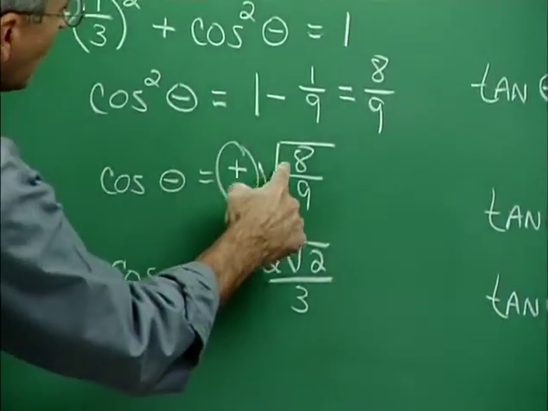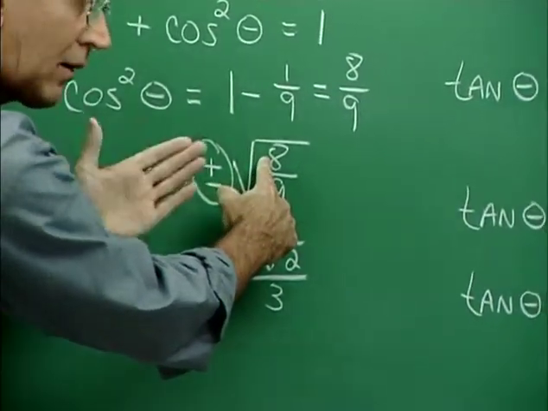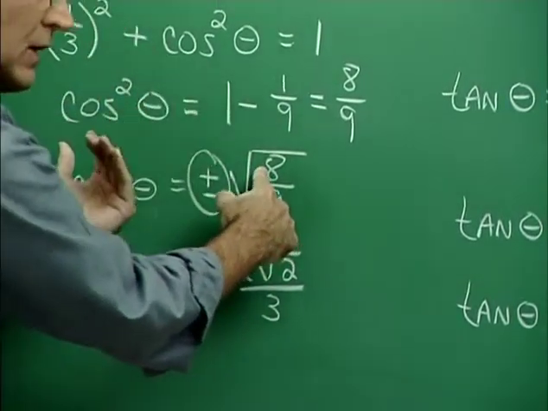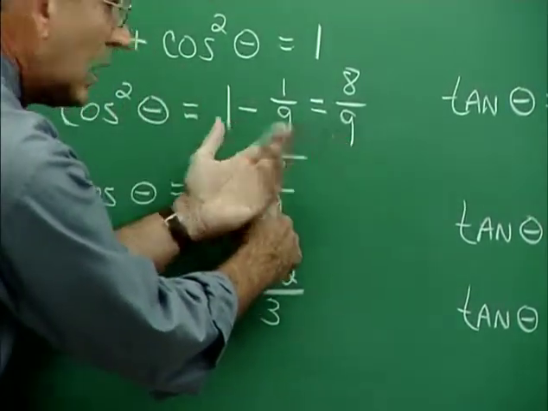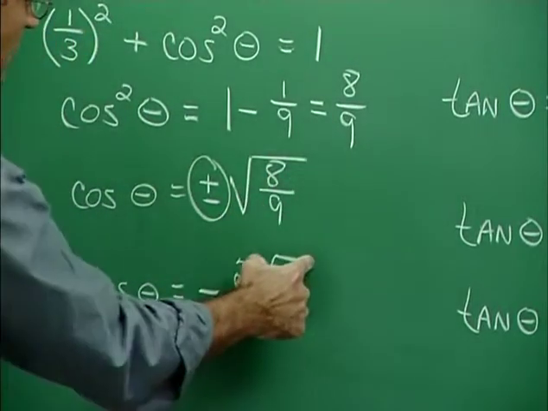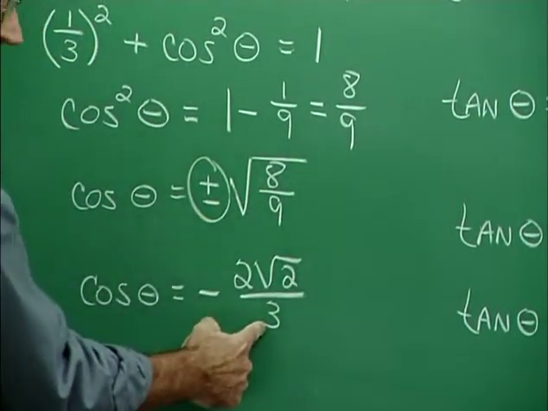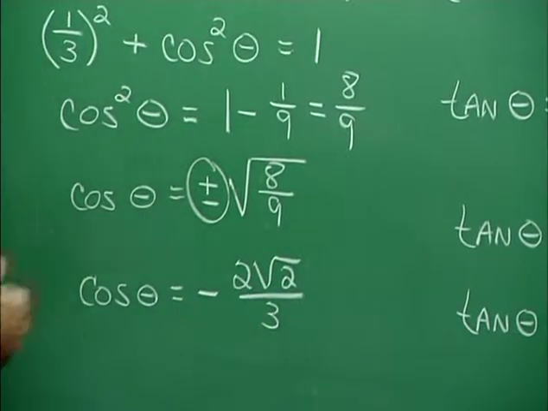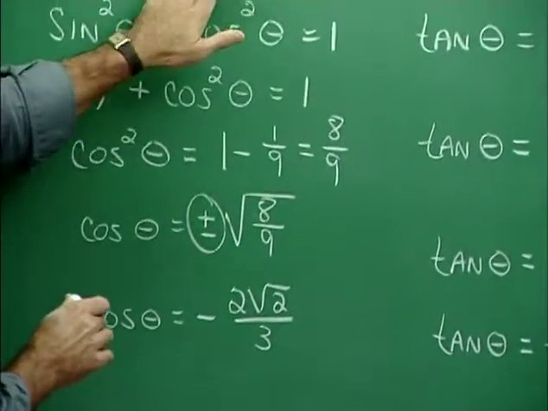And then the square root of 8. Well, 8 has a square in it. 8 is 4 times 2. The square root of 4 is 2, which appears outside of the radical. The other 2 appears under the radical sign. So this is 2 root 2 in the numerator, and the square root of 9 is 3 for the denominator. So here's cosine theta. Now the analysis for tangent theta is easier.